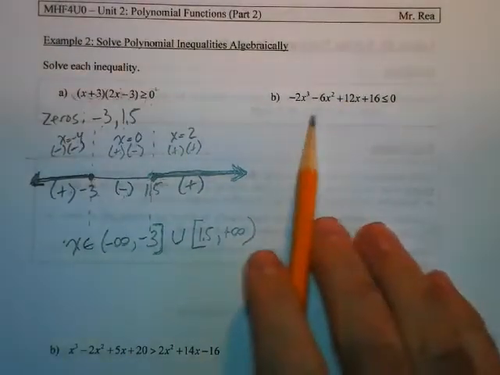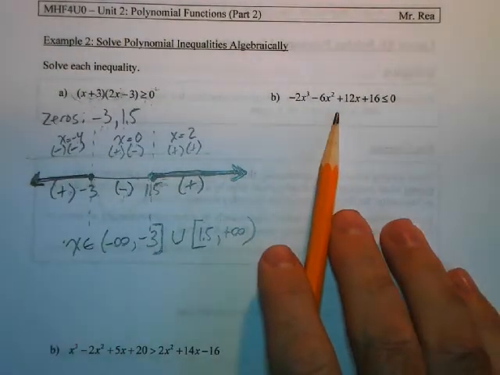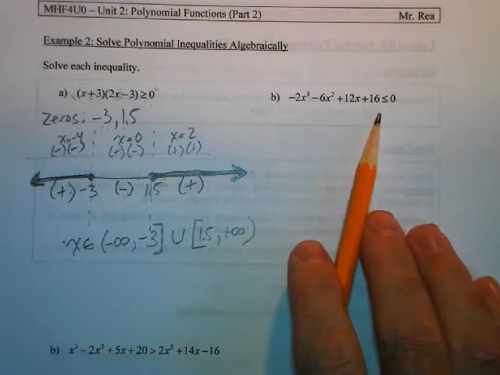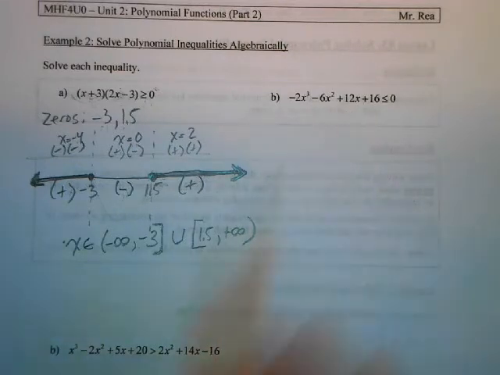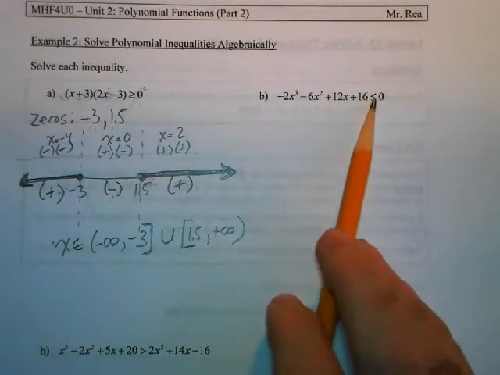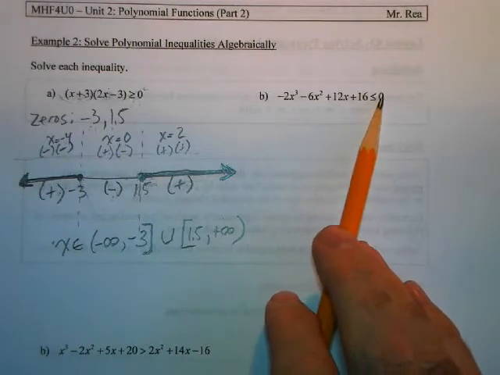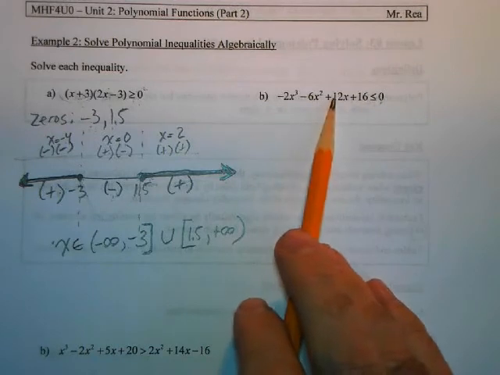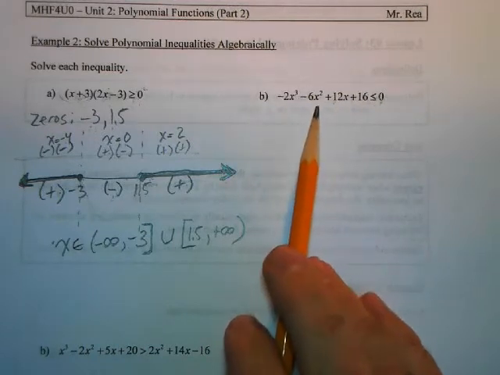Okay, here's our next example. You can see it's a cubic, so a little higher degree of difficulty. You can see it's already set up. It's an inequality, and we have 0 on one side, so that's good news. However, it's not factored, so that means more work.